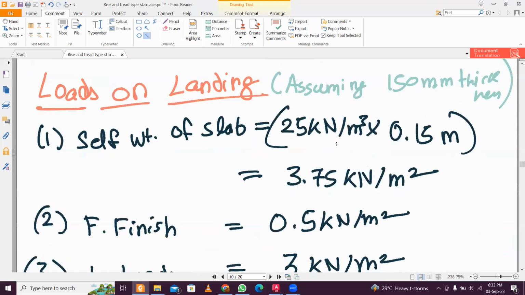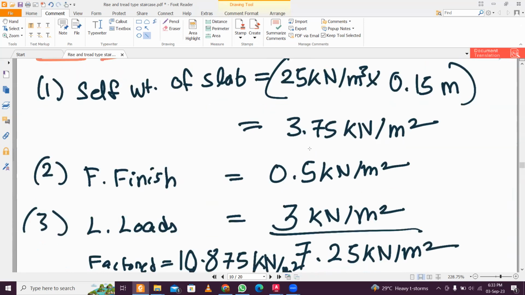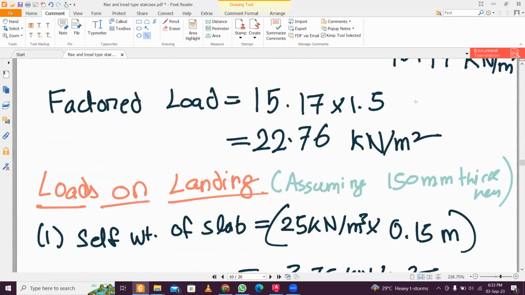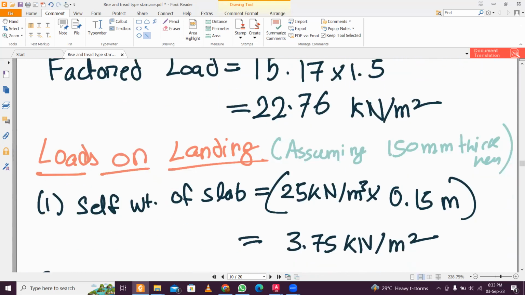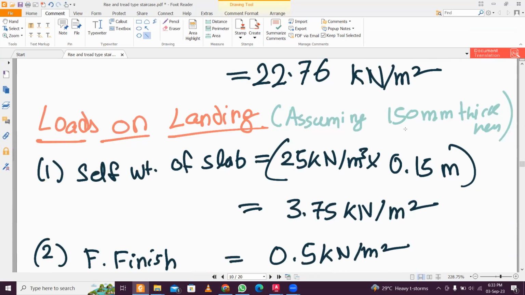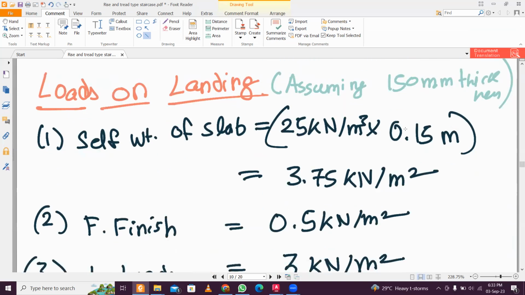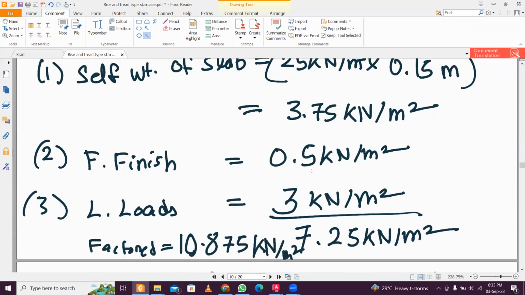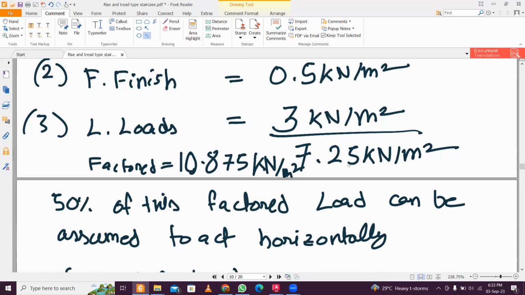Okay. Now the loads on the landing. So the landing also has to be designed. Same thing, self weight. In this we only need to assume the thickness of the landing. Since the riser thickness was 150 mm and the architect has also taken 150 mm as the landing, we'll try to make the landing pass with 150 mm, which it will, because in the landing there are not many loads here. So self weight, then floor finish, then live loads, same, and then we factor the load.